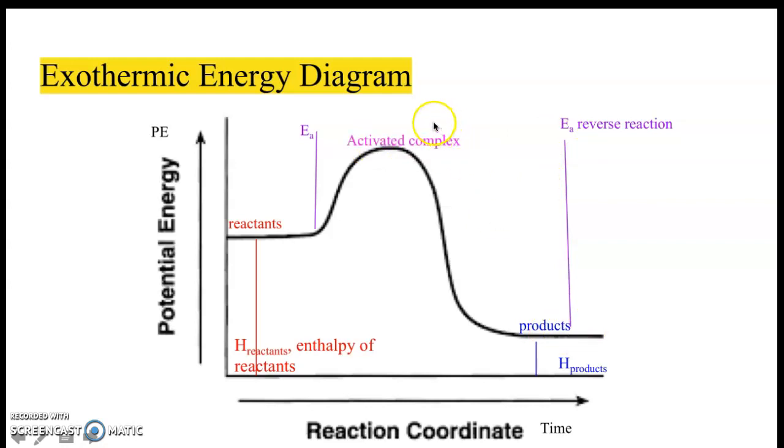We can also label the activated complex. So if you remember back to our last video, as our reactants are changing over to our products, there is a second in between the reactant and the products when bonds are breaking from the reactants, reforming into products, and we get what's called the activated complex, our highest energy moment.